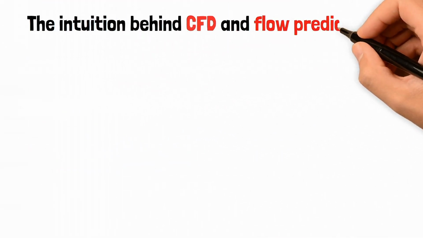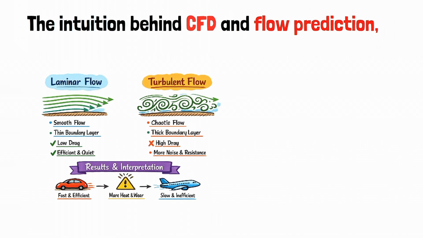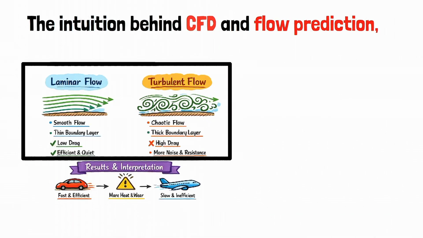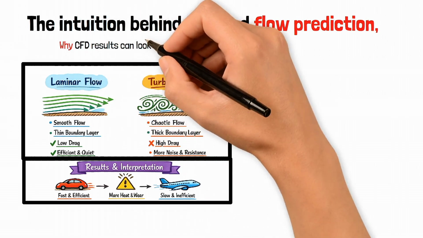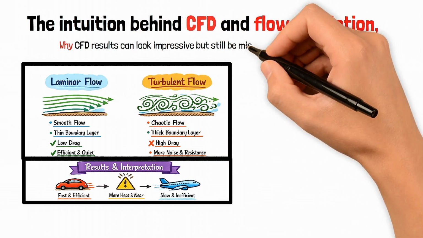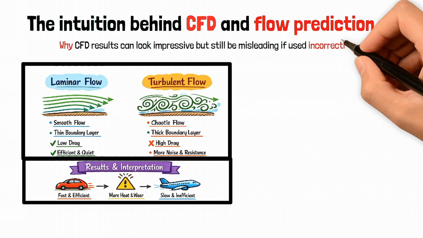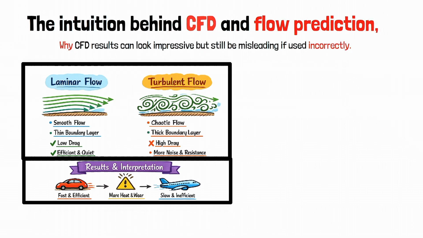Now that you understand the intuition behind CFD and flow prediction, the next natural step is to explore laminar versus turbulent boundary layers and result interpretation, where we learn why CFD results can look impressive, but still be misleading if used incorrectly. And that's exactly what we'll break down in the next episode.